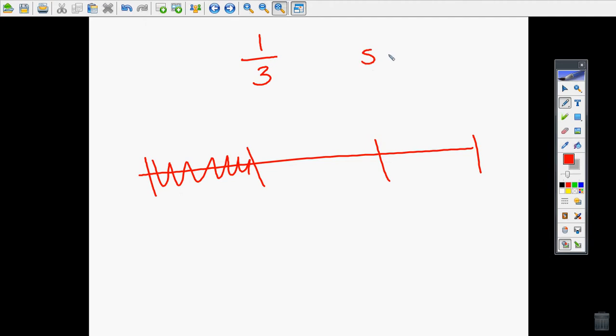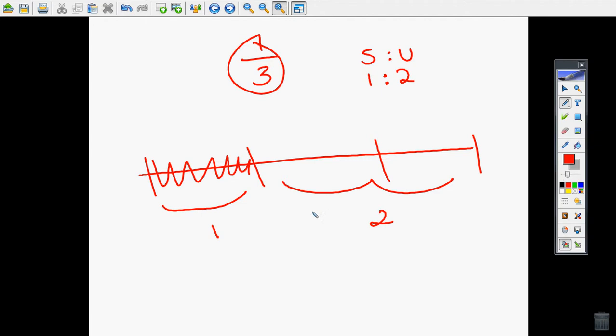If I'm talking about what is shaded to what's unshaded, the ratio is 1 to 2, because there's one part that's shaded and then there are two parts that are unshaded. The trickiest part to me about partitioning a line segment is making sure that you can go back and forth between when a fraction is given or when a ratio is given. The two are equal to each other when you're talking about partitioning a line segment.